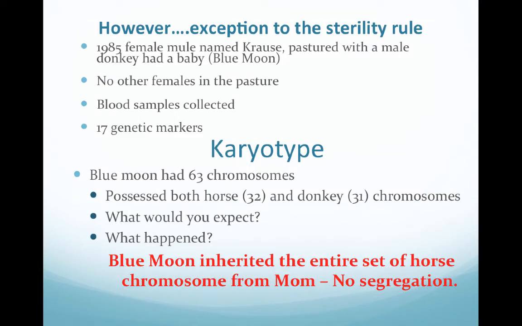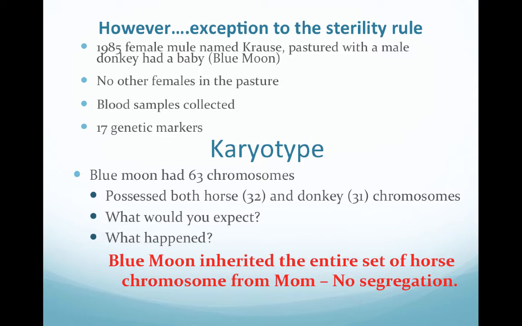Normally this is a general rule of thumb, but as with lots of things that we deal with, there was an exception to the sterility rule. This happened in 1985 with a female mule whose name was Krause. She ended up being pastured with a male donkey and was obviously bred and then had a baby named Blue Moon. There were no other females in the pasture, and it was just these two individuals.